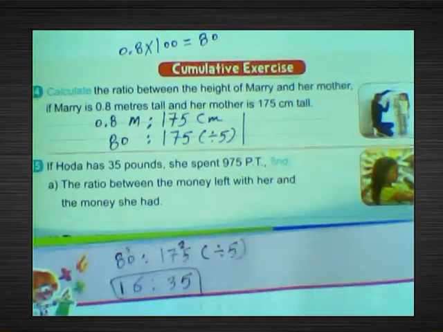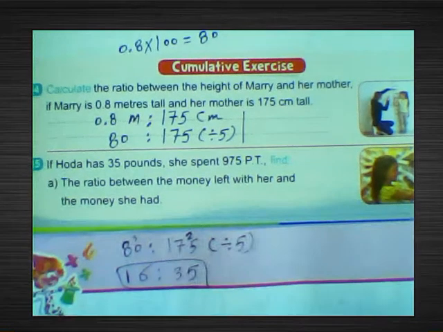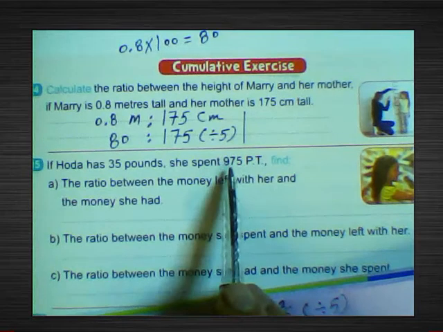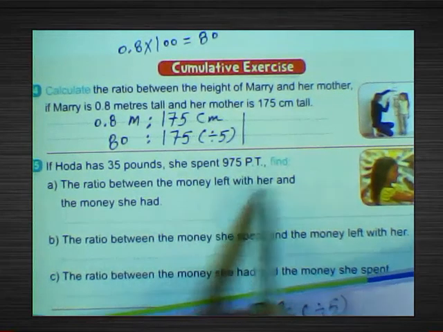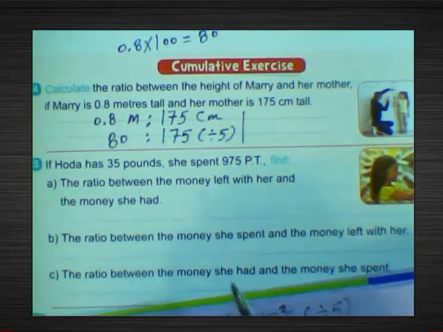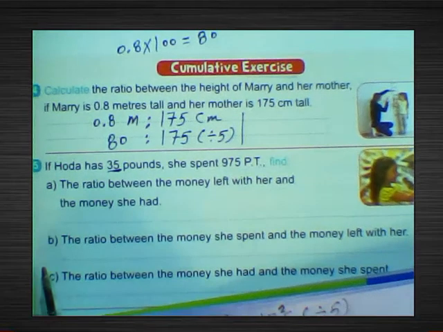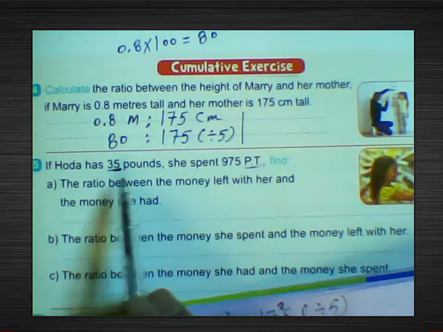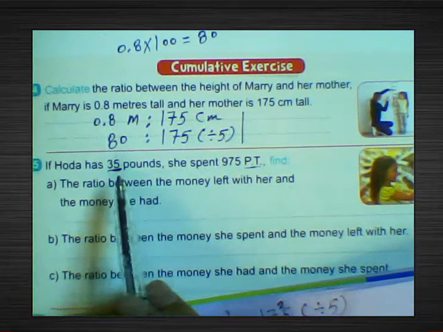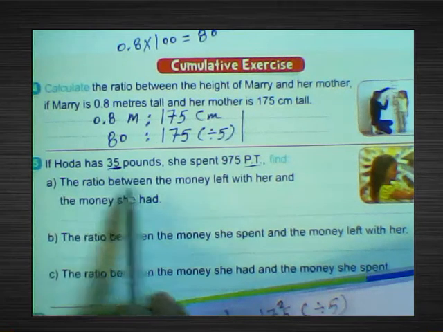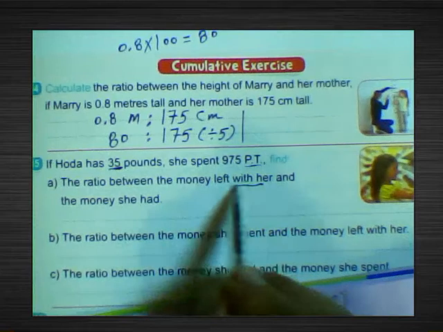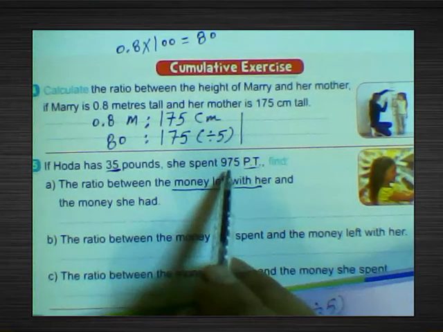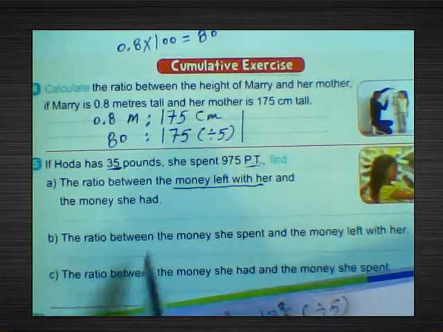Okay. Another example. Question 15. If Huda had 35 pounds, she spent 975 piastres. Find the ratio between the money left with her and the money she had. Okay, Huda had 35 pounds. Look at this unit and this unit: pounds and piastres. We must convert from pounds to piastres by times 100. So the ratio between the money left with her, we must find the money left by subtracting 975 piastres from 35 pounds.